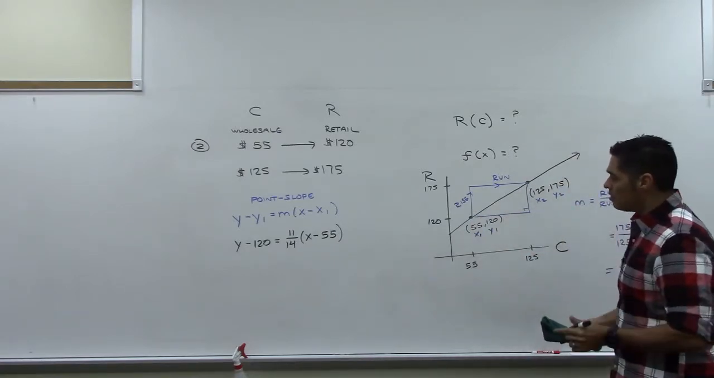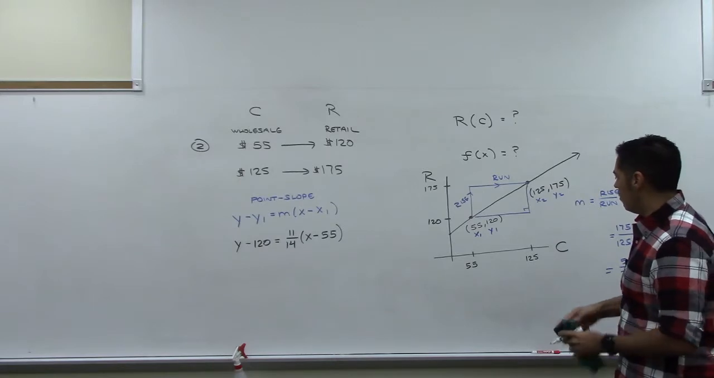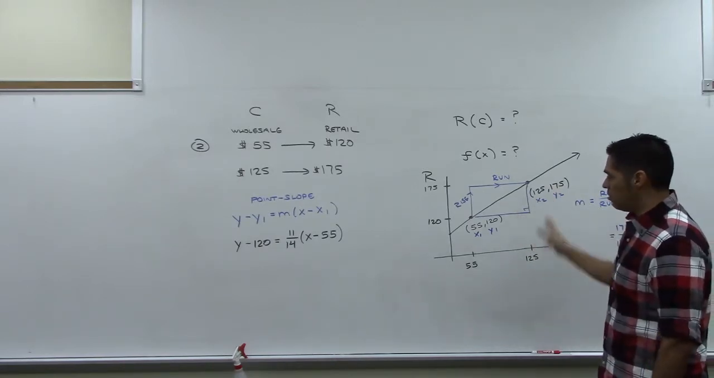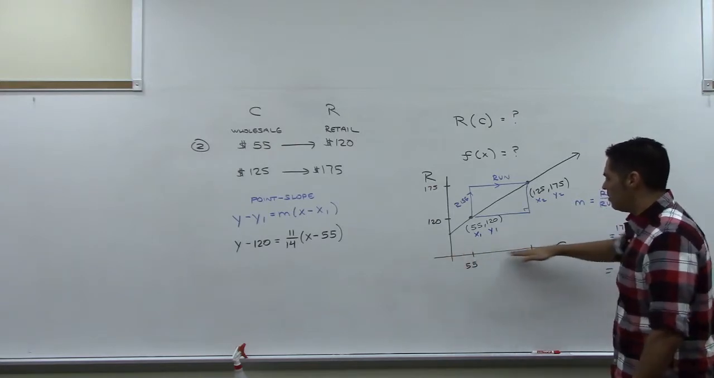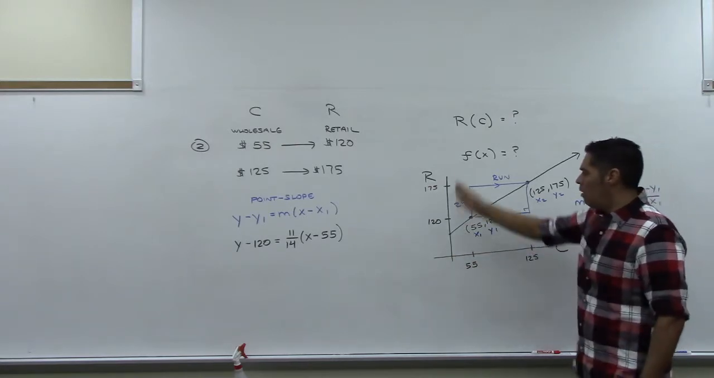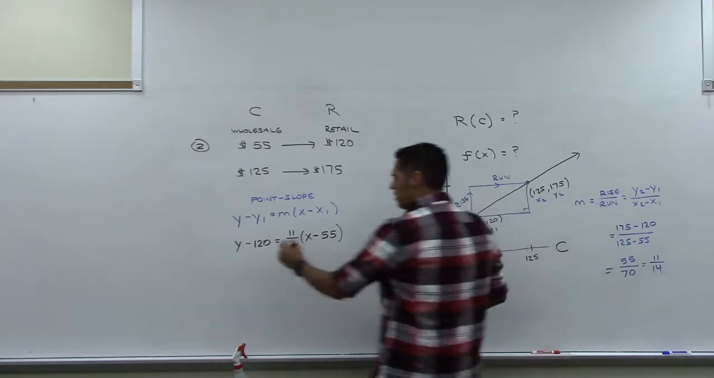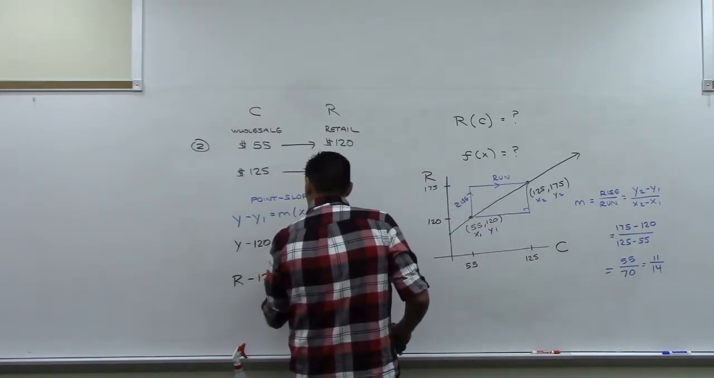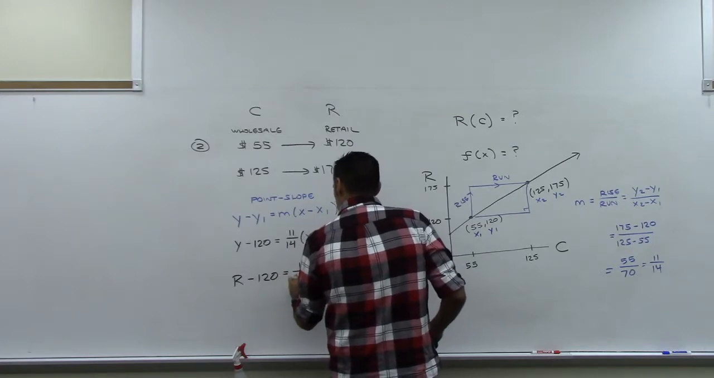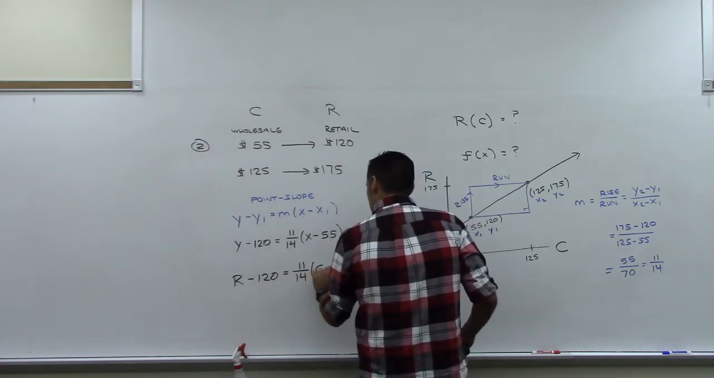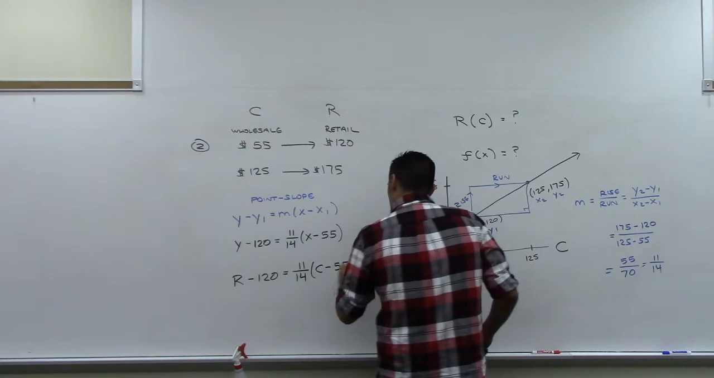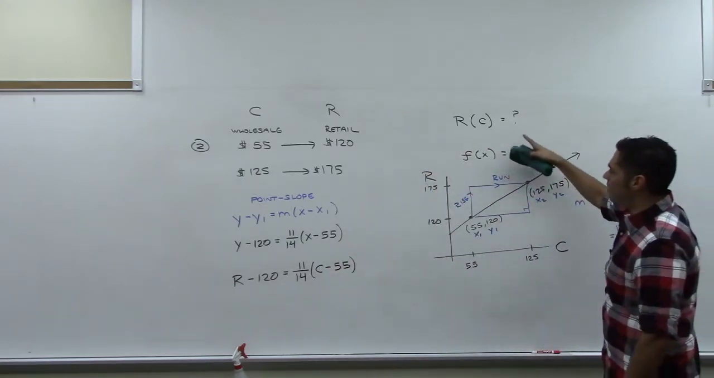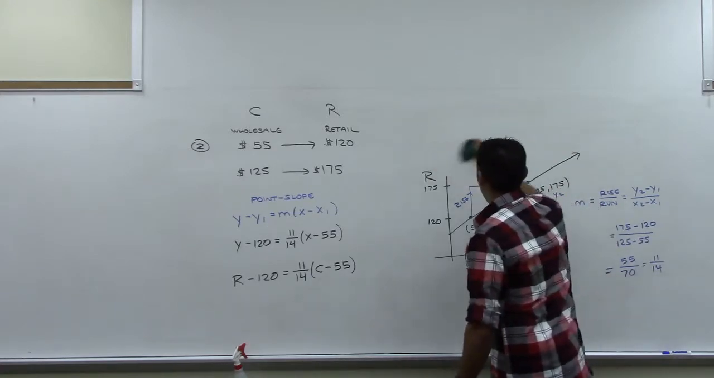Now, what I'm going to do at this point is replace x and y with what they are in our situation. Remember, the x here for us is c, and the y is the r. So I'm going to replace this y with r, minus 120 equals 11 over 14, and then x was c, so c minus 55. And we almost have our linear equation. We almost have what this function r is.